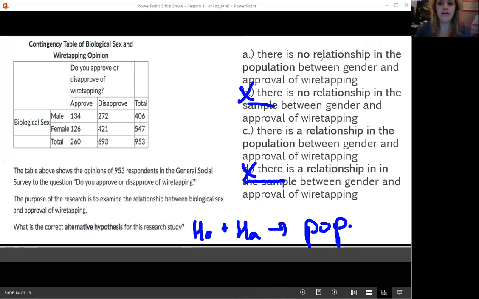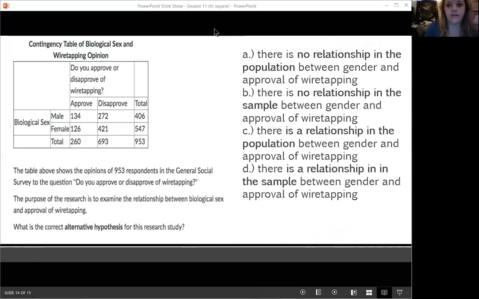And then remember, our alternative hypothesis is saying that there is a relationship going on. So that's why C has to be the correct answer. A can't be correct because it's talking about there being no relationship, which would basically be our null hypothesis here. So our final answer would be C there. So good job. Yay.